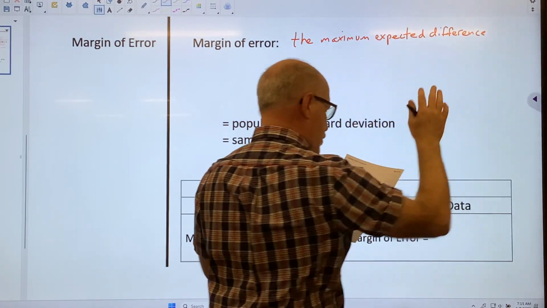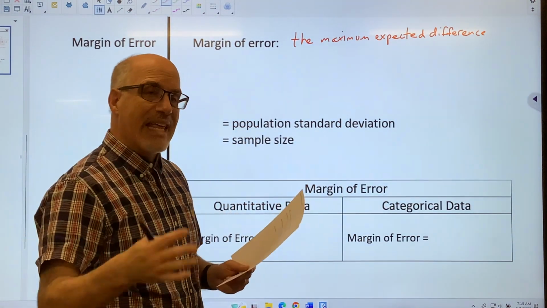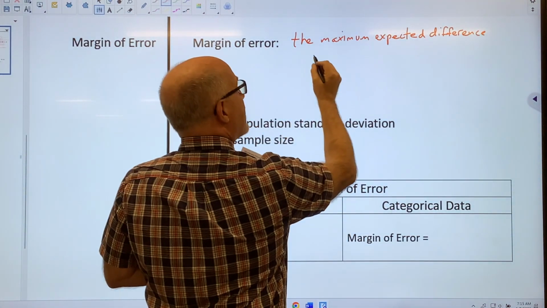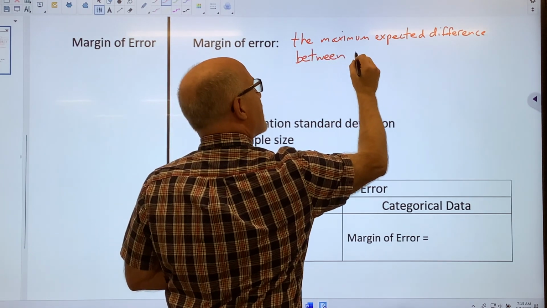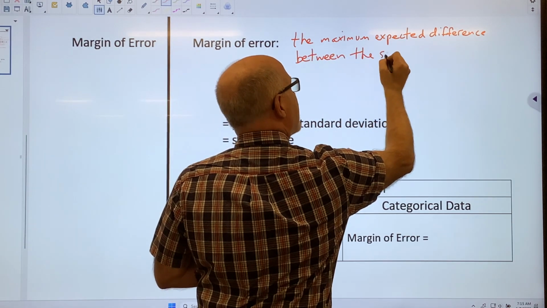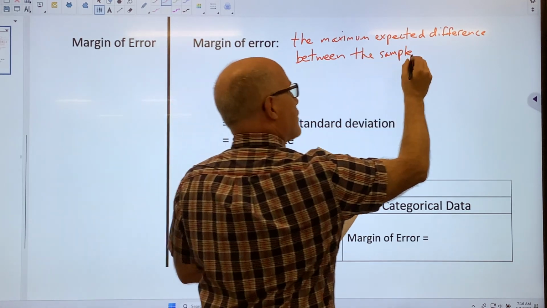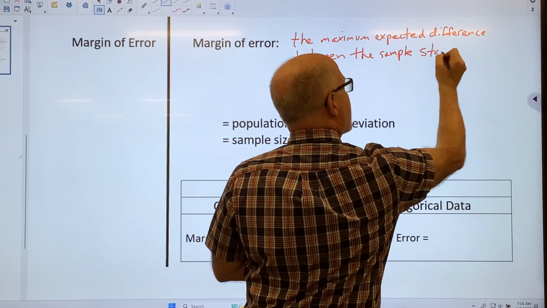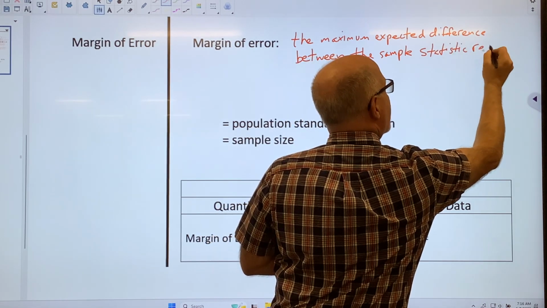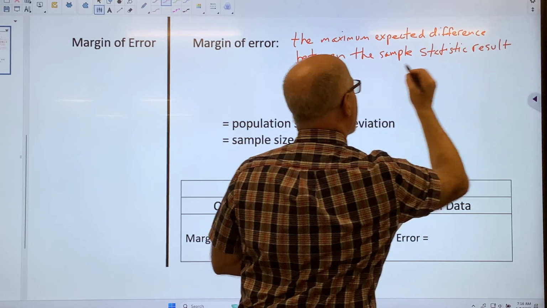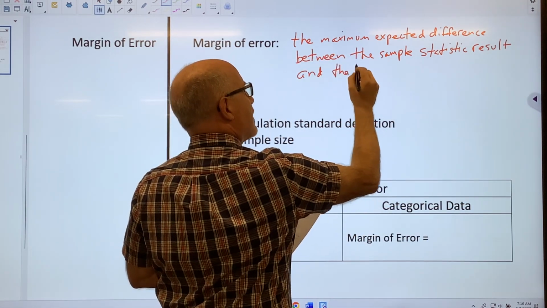between the actual population parameter and the sample result. So between the sample result, say the sample statistic result, and the actual population parameter.